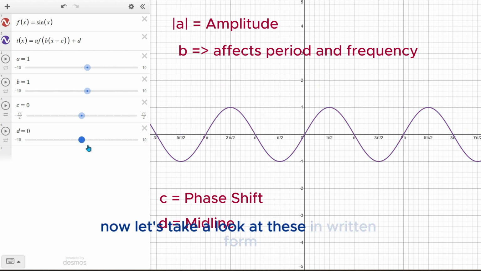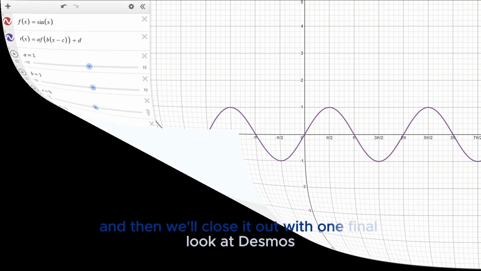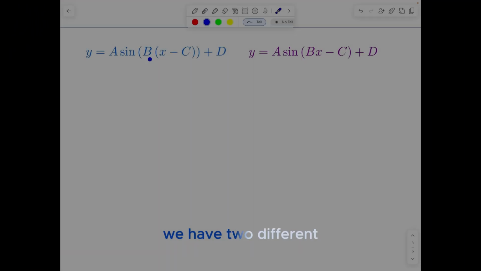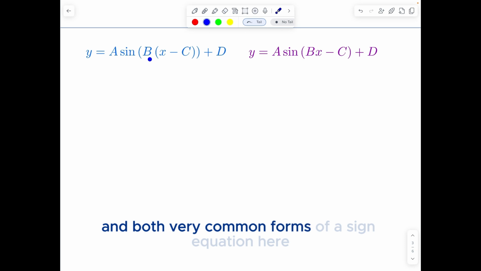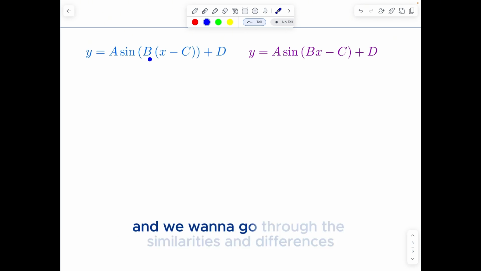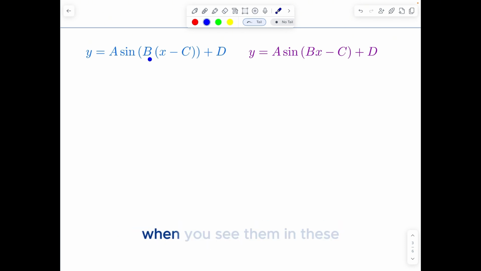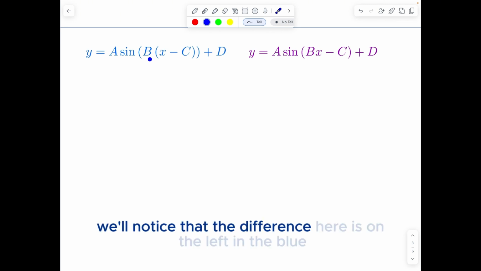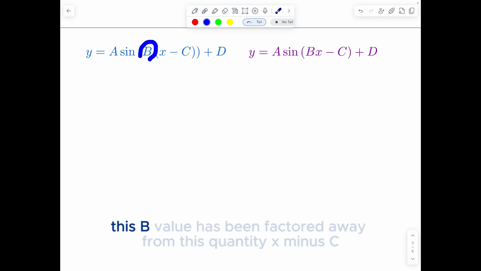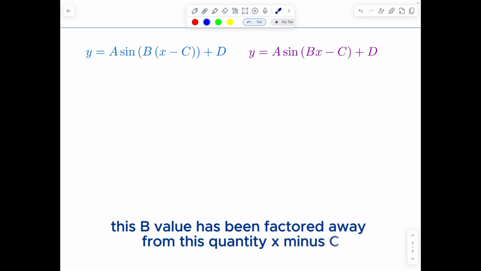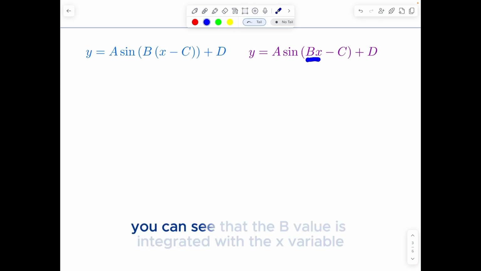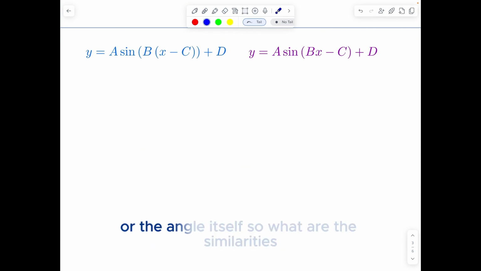Now let's take a look at these in written form and see if we can continue to make sense of it, and then we'll close it out with one final look at Desmos. We have two different and both very common forms of a sine equation here, and we want to go through the similarities and differences when you see them in these two forms. We'll notice that the difference here is on the left in the blue, this b value has been factored away from this quantity x minus c, and on the right or in the purple, you can see that the b value is integrated with the x variable or the angle itself.